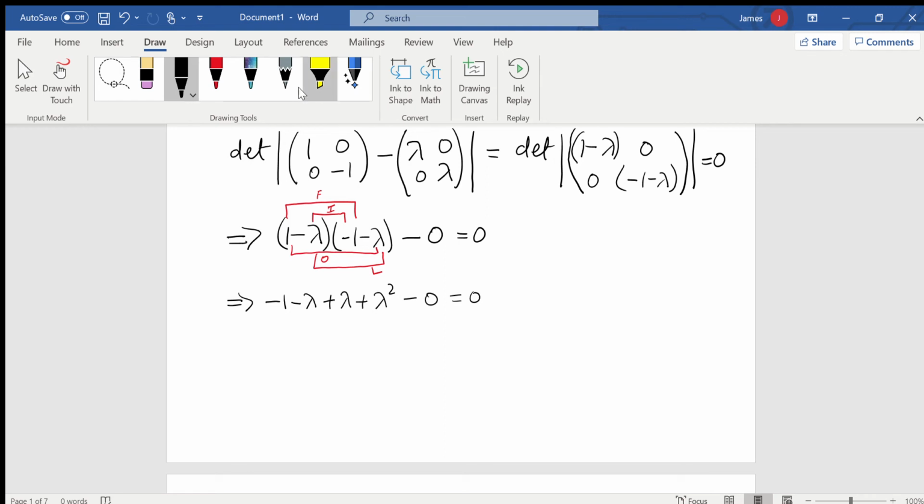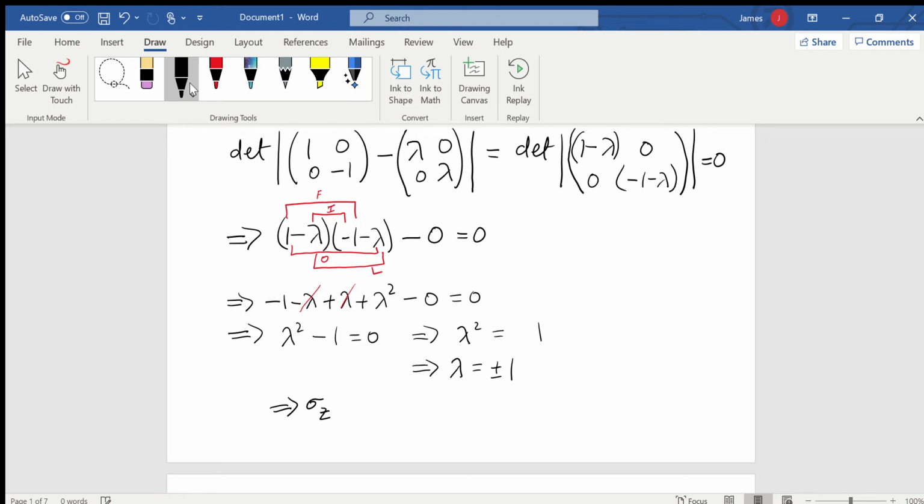So let's have a look what we have. Well, I've got plus and minus lambda, so they cancel. So I'm left with lambda squared minus 1 is 0, as I have been all along. So lambda squared is plus 1. Or I can just write 1, can't I? I guess to be consistent, I don't need to write the plus. So lambda is plus or minus 1.